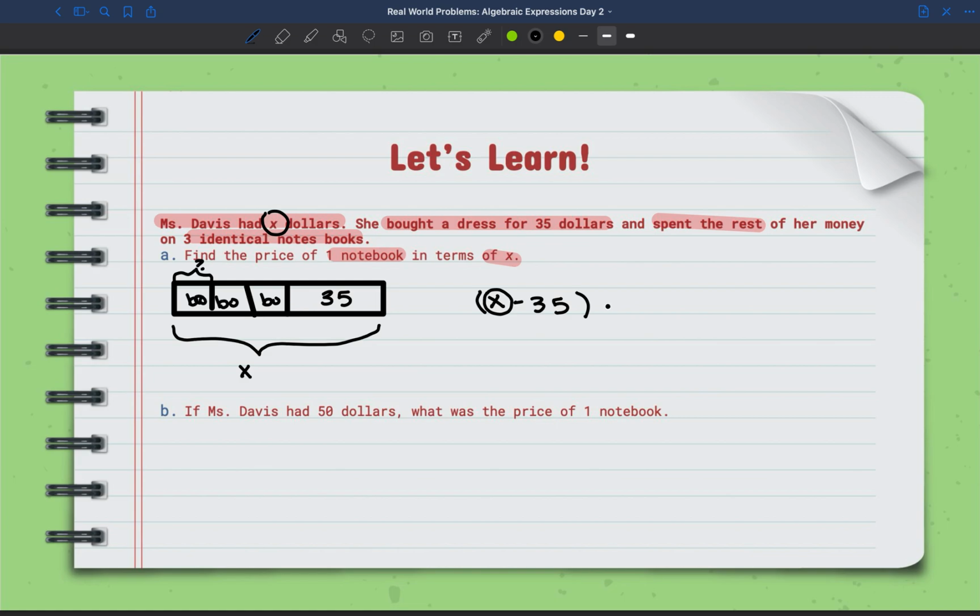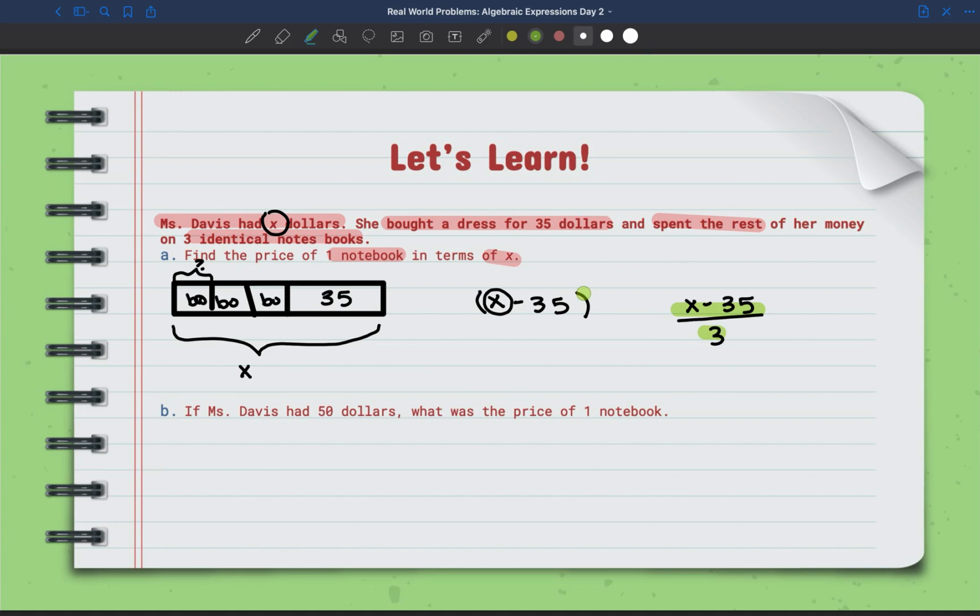So then in order to find out how much she paid for one notebook, rather than all 3, we're going to take X minus 35 and divide it by 3, and that will tell us how much she paid for one notebook. So this would be our answer for part A.